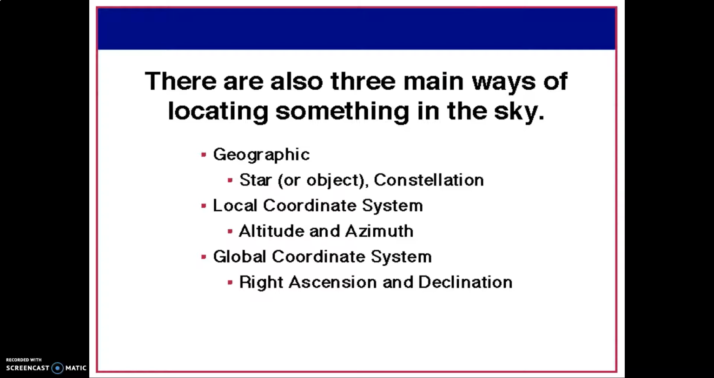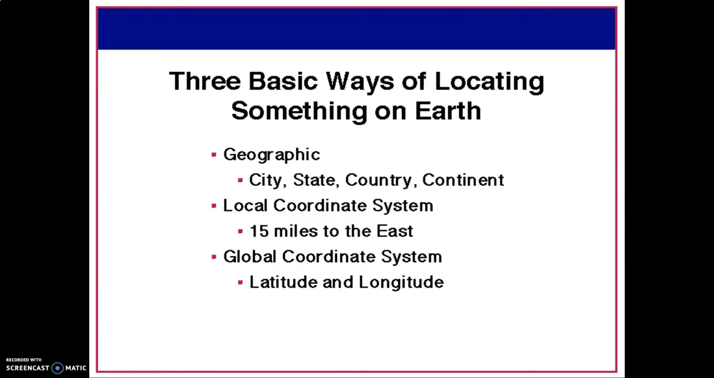Altitude and azimuth will change because they're based upon your position on the Earth. The global coordinate system, the right ascension and declination, will not change. The right ascension and declination for a certain star is always going to be the same because it deals with the entire Earth, where we are all on the Earth. So it's a fixed position, very similar to latitude and longitude on the Earth.